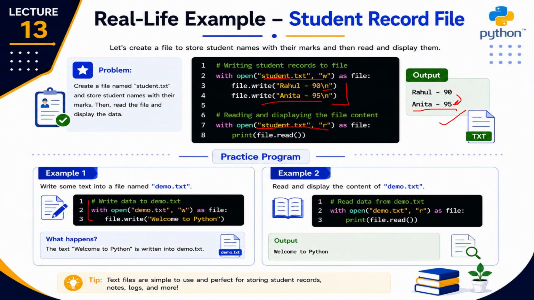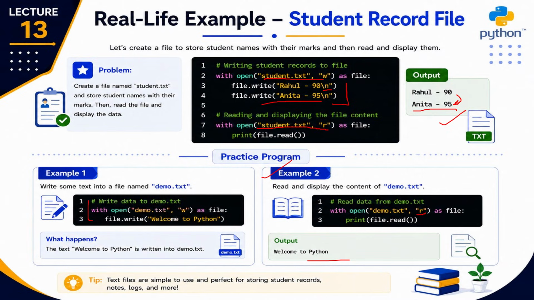Now let's read the content of demo.txt in the second example. So we use R mode here. You can see R mode is used while opening the file and the output will be "Welcome to Python". So this example demonstrates the complete basic process: create or open a file, then write data, then read data, then display the data. And because we are using with open, Python automatically handles closing the file.